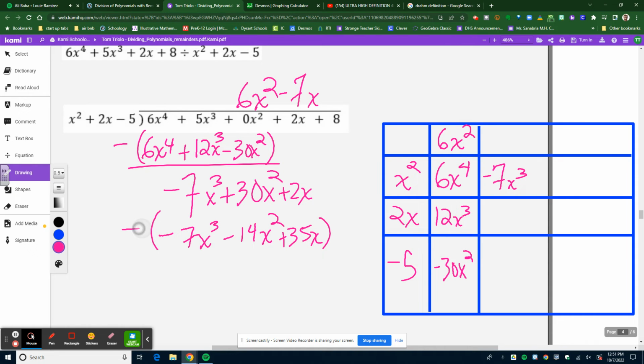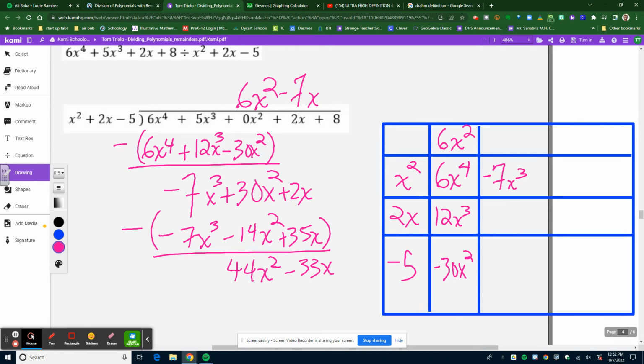Whole thing in parentheses. Subtract. And this is where y'all are making mistakes. Three or four of y'all, when I walked around, this is where your mistake was. Right here in this step. 30 minus a negative 4, so 30 plus 4 is 44x squared. 2 minus 35 is negative 33x.